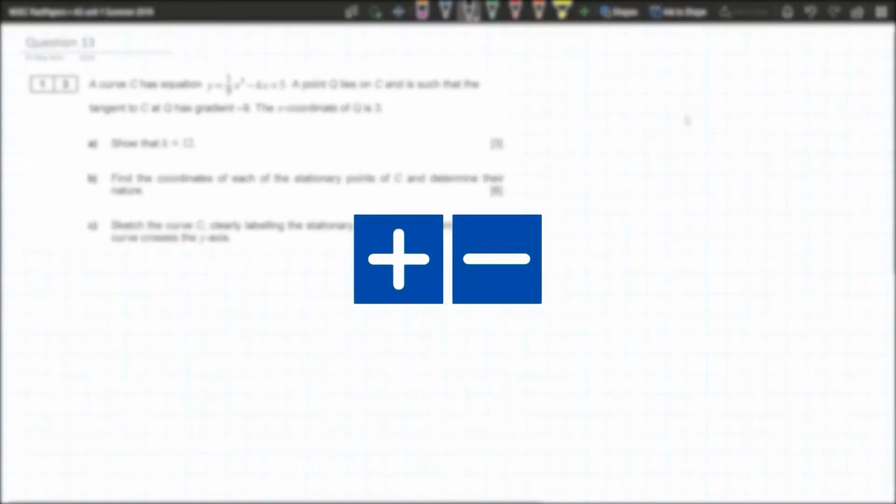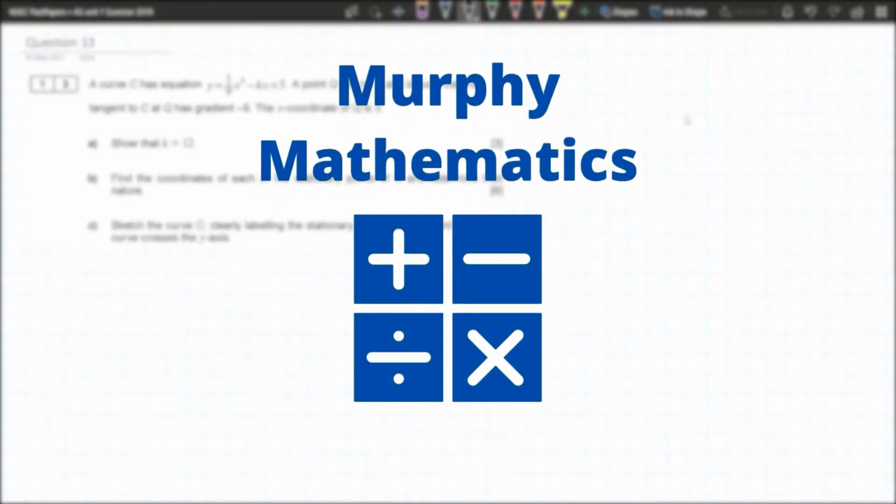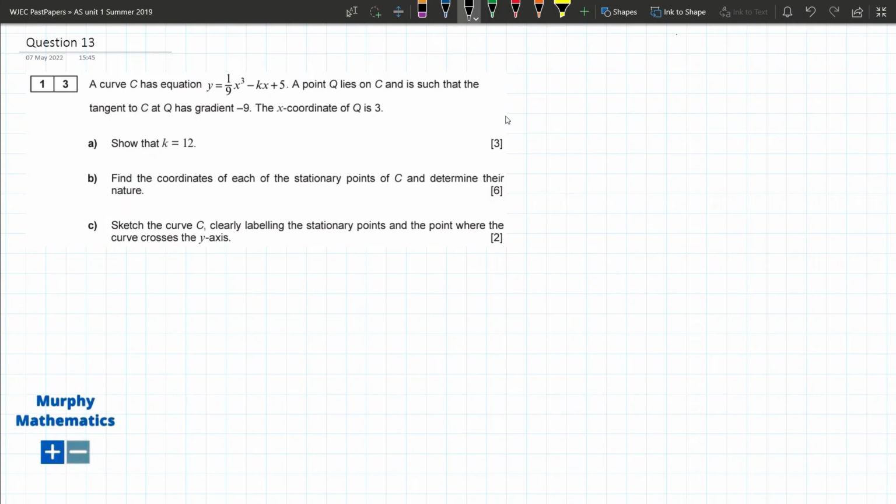Hi guys, this is question 13 on the Unit 1 Summer 2019 WJC past paper, and we've been given a curve y equals 1/9 x cubed minus kx plus 5, and we're told point Q lies on C and such that the tangent to C at Q has gradient minus 9. We're told the x coordinate of Q is 3. Okay, so that's a lot to take in.